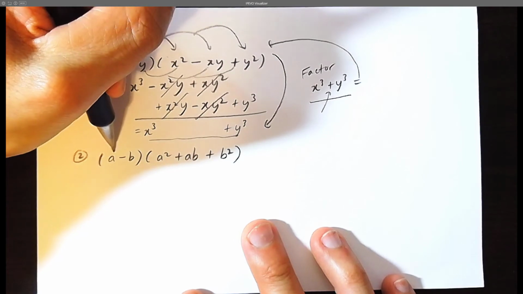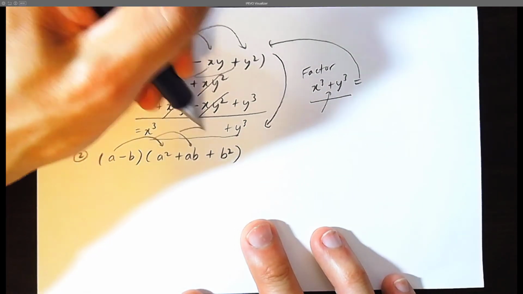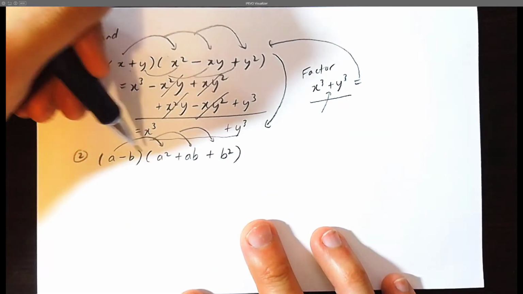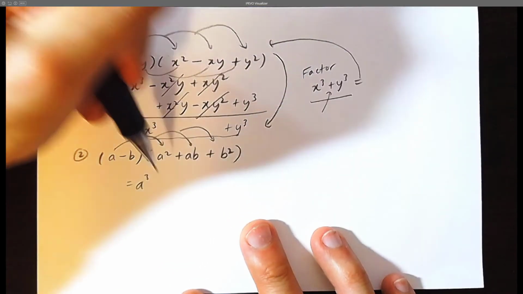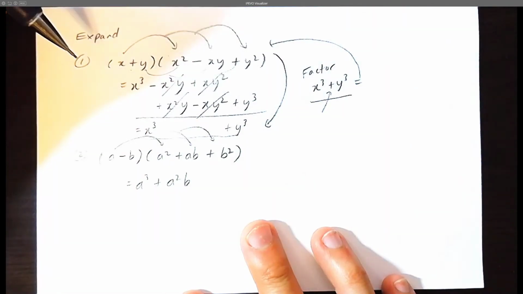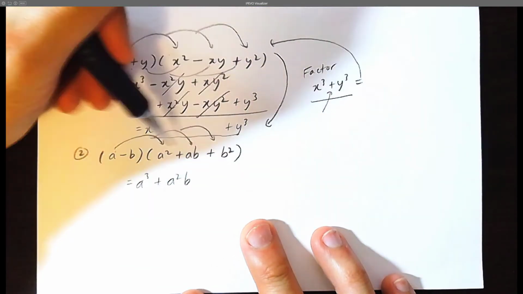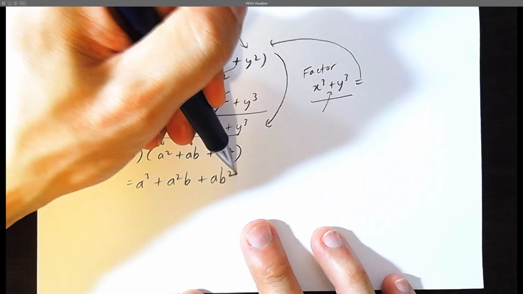This is you feeding the dog, cat, and bird. A times a squared is going to be a cubed. A times ab is going to be positive a squared b. A times b squared is going to be positive ab squared.